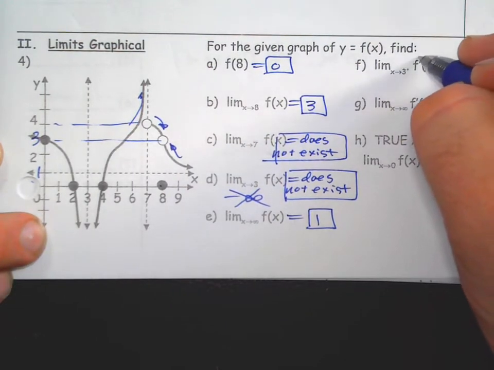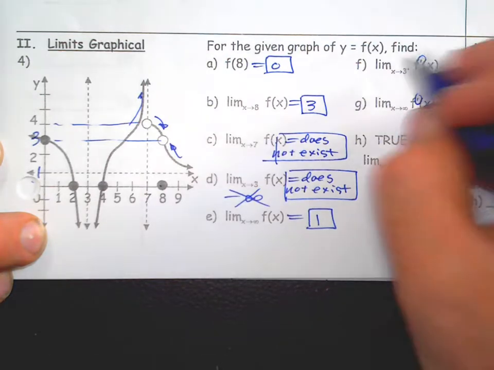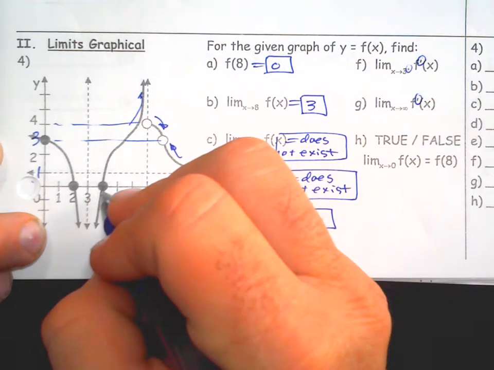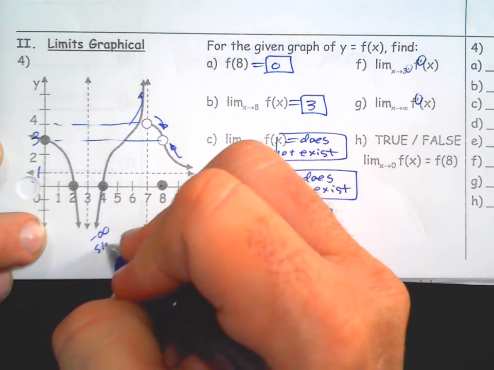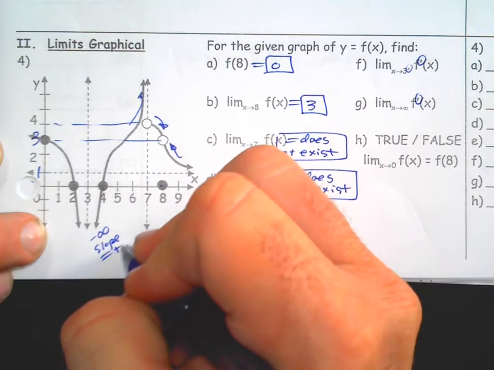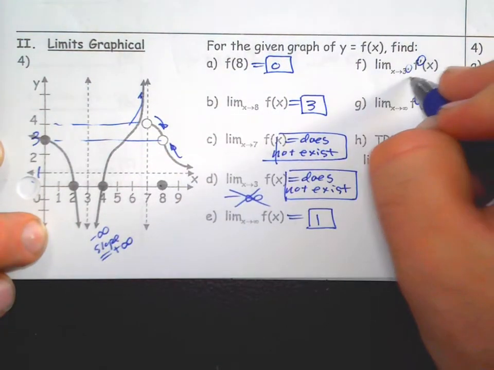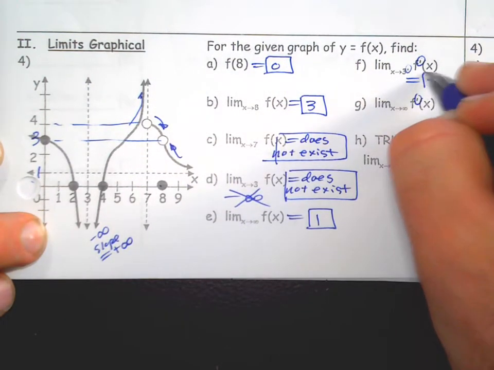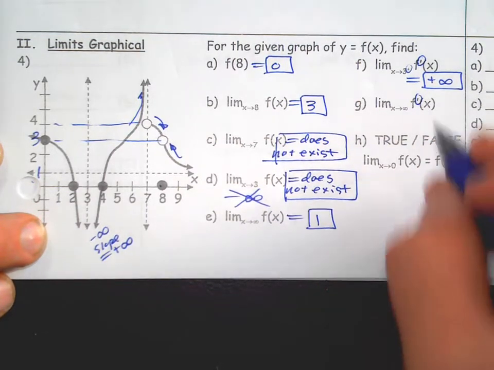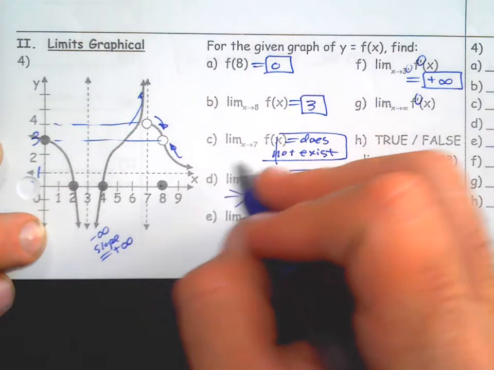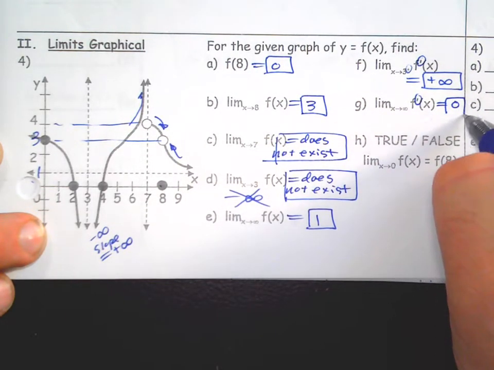Letter F is a derivative, and so is G, so be careful here. We're approaching 3 from the right side. The graph is going to negative infinity, but the slope is equal to positive infinity. That's a positive slope. That's going up, left to right. So that's going to be positive infinity. Technically does not exist, but this is the one I want. That's a one-side limit. As we go to infinity, the slope of the graph is going to a flat line. The slope is going to 0.